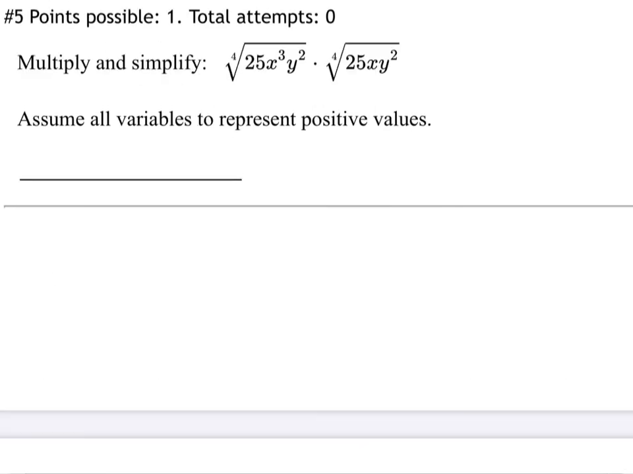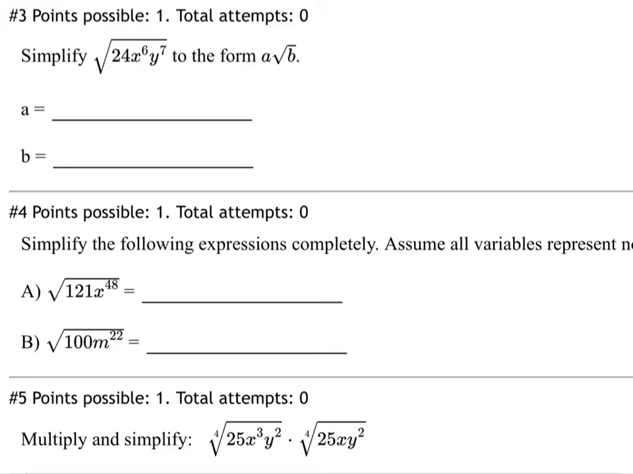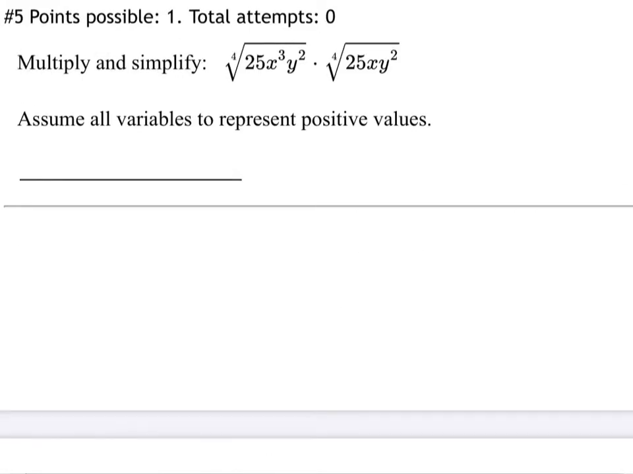Oh, that's funny. All right, so b is the same. Oh, now they're going to go to 4th powers. Yeah, that's where I got stopped on that. Yeah, 4th root. 25 x cubed y squared, and then xy squared. Okay, x cubed y squared, and then xy squared.